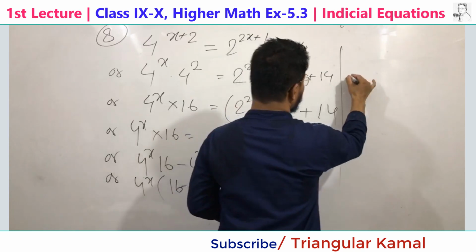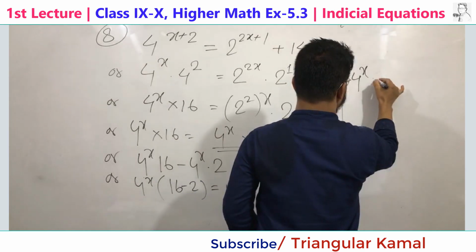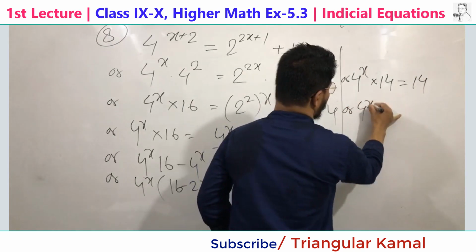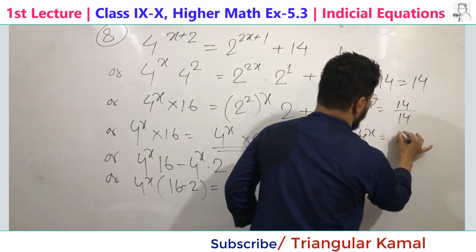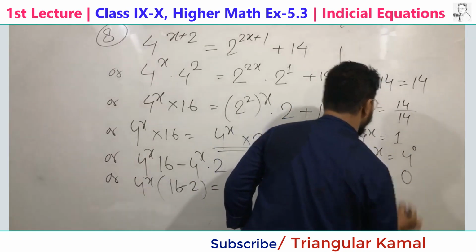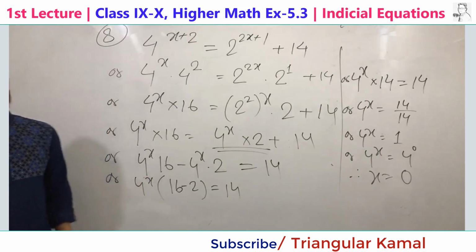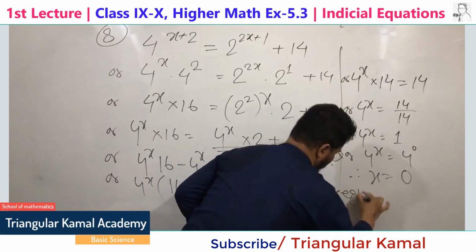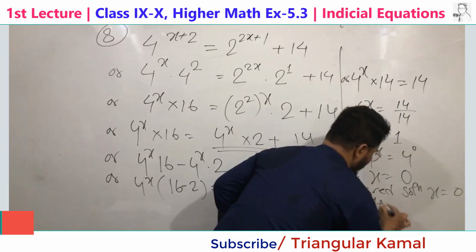Now 4 to the power x equals, this number is multiplied, 14 equals, here is also 14. So now 4 to the power x will be 14 divided by 14, or 4 to the power x equals 1, or 4 to the power x equals 4 to the power 0, or x equals 0. The question number 8 is 0. So the required solution, x equals 0 and answer 0.